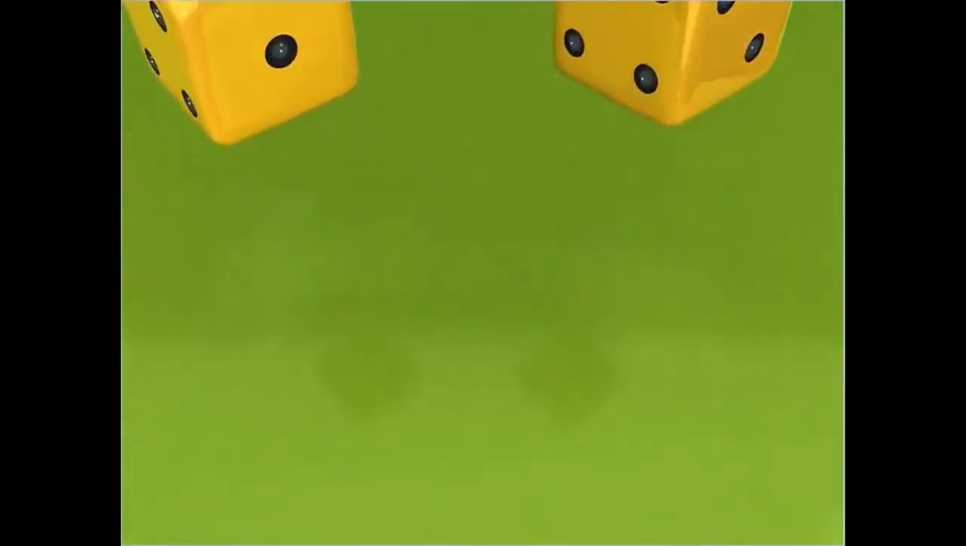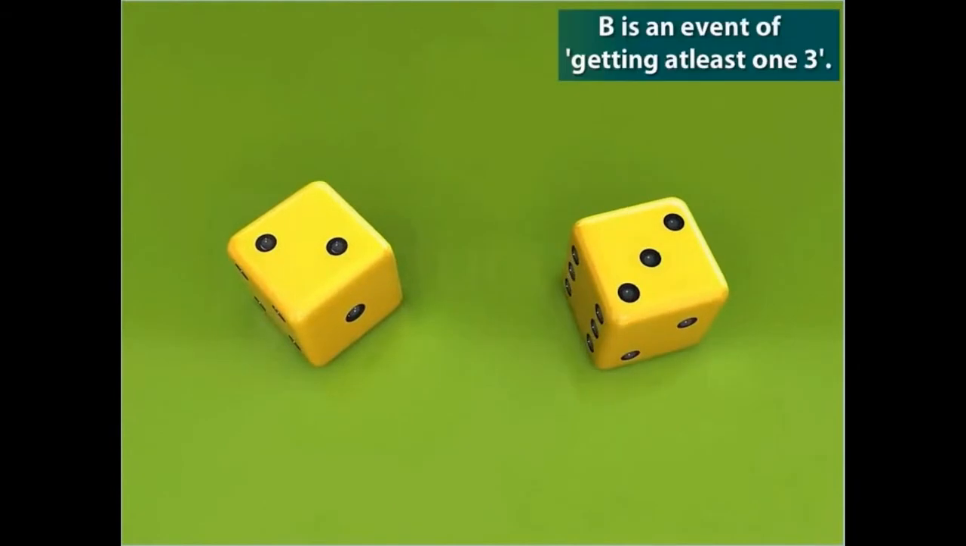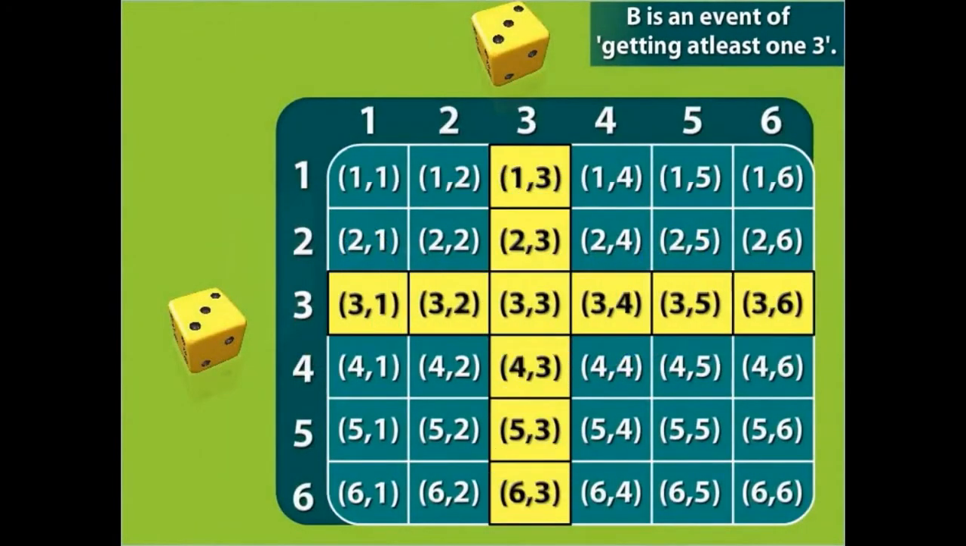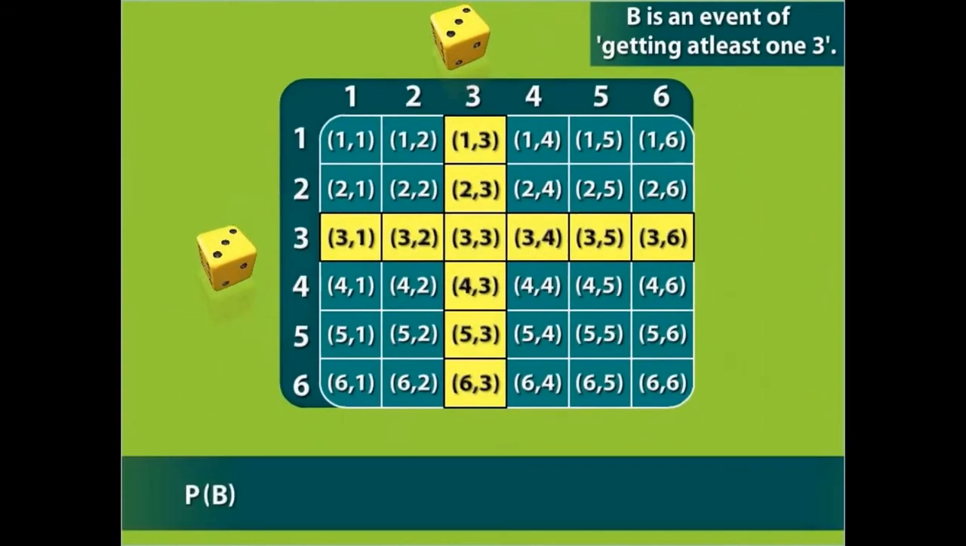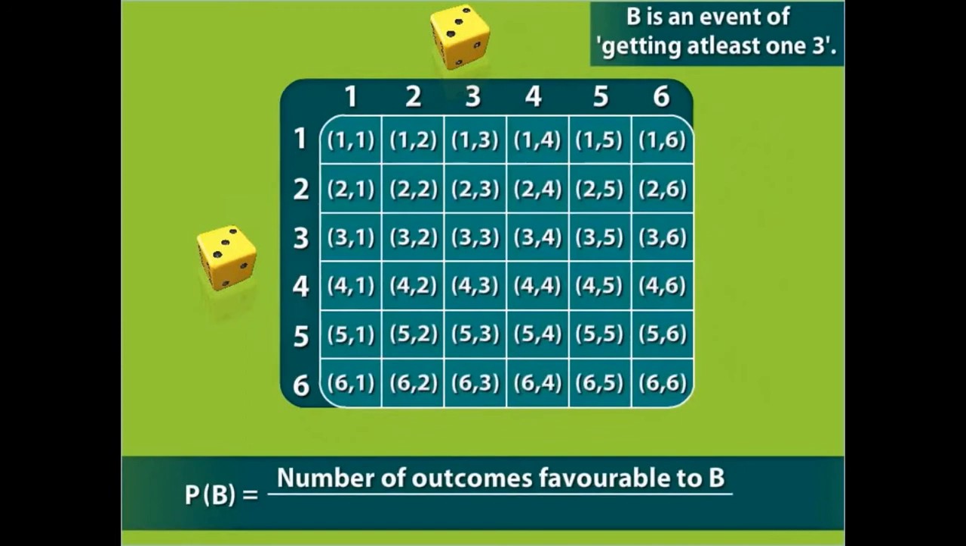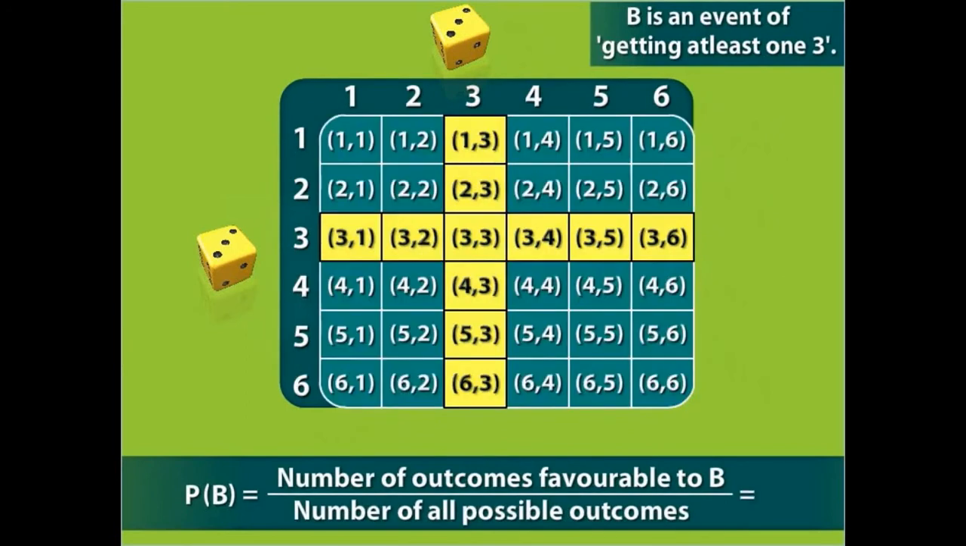Now, consider an event B of getting at least 1 3 in the same experiment. The probability of B is the number of outcomes favorable to the event B upon number of all possible outcomes, that is, 11 upon 36.